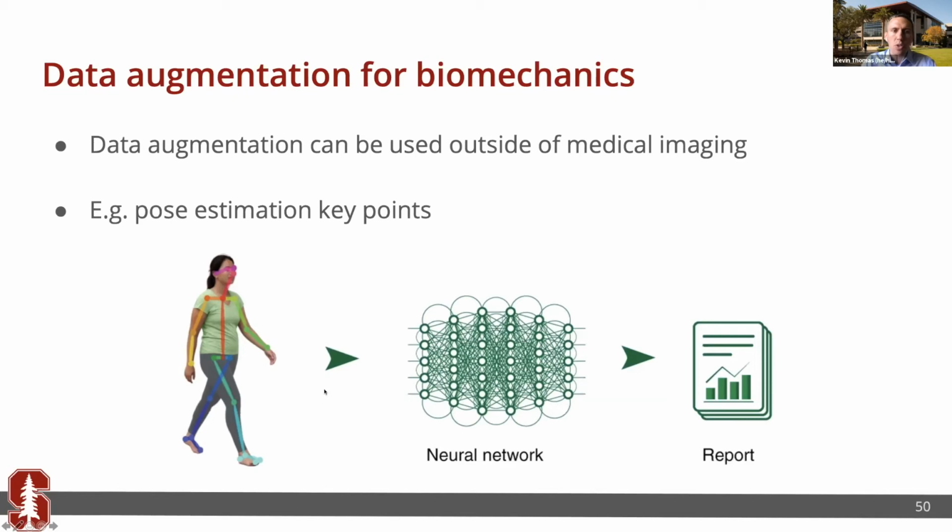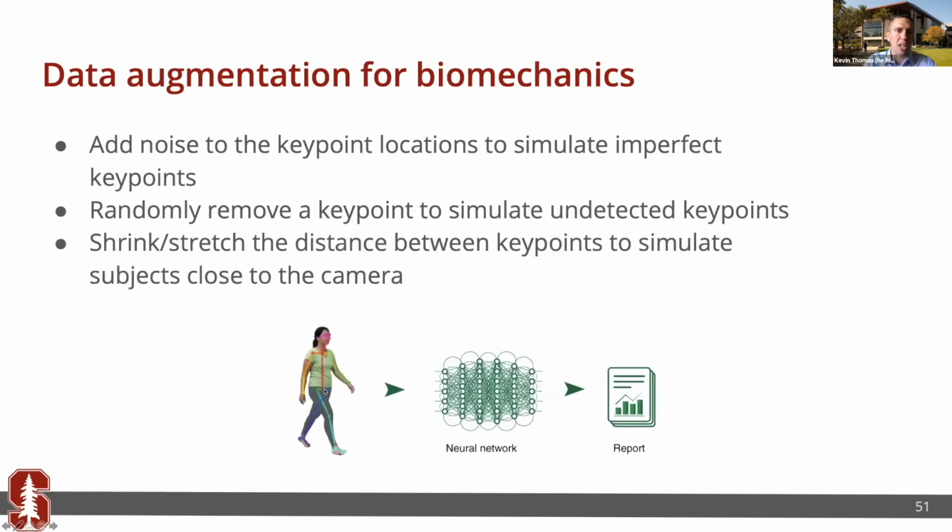And so when you do this, some of the augmentation strategies that you could potentially use for key point detection algorithms are to maybe add noise to those key point locations to simulate imperfect key points. Another idea is to randomly remove a key point to simulate undetected key points. And one other idea could be to shrink or stretch the distance between key points to simulate subjects that are closer to the camera or moving closer or further away from the camera throughout the course of a video. And I think that this is one area where it's kind of fun and challenging to come up with an augmentation scheme that could potentially boost the performance of your model.